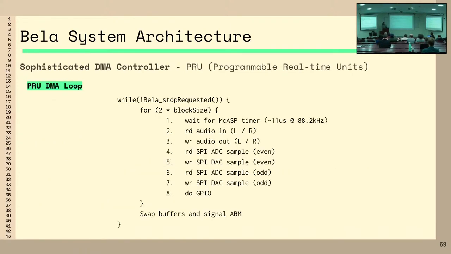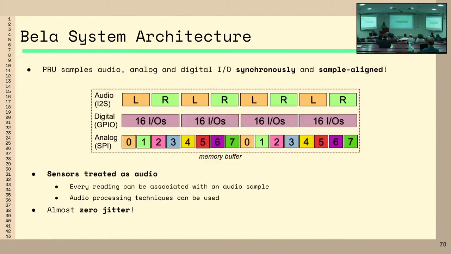So what the DMA controller does, that we wrote on the PRU, is it basically takes your audio input, your audio output, the analog ADCs, and the digital I/O, and as fast as possible, if possible in half a block size, mashes them all together in a sample aligned buffer that you can then use. So whenever you start writing your code, you have a sample aligned buffer for audio, digital, and analog. That allows us to use sensors as audio, so that you get rid of that jitter. It's almost a zero jitter system.